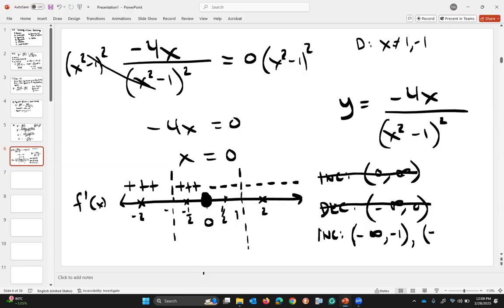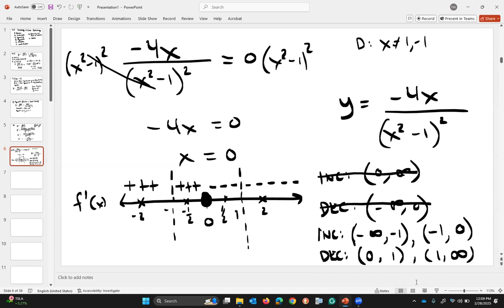Because we have a break in our graph, then it's increasing from -1 to 0. Sorry, decreasing. Decreasing is from 0 to 1, and from 1 to infinity. We got to think about the break in the graphs. That one I messed up on.